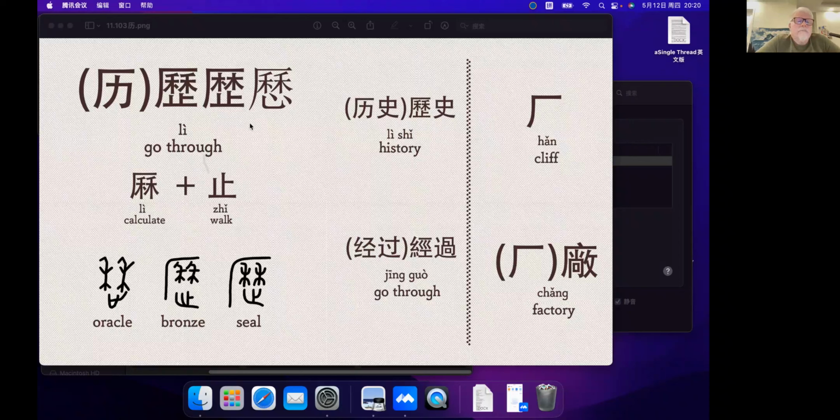So we have the word lishi, which means to write down the history. And we have this simplification.